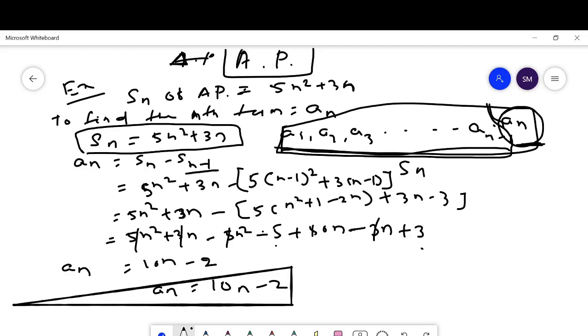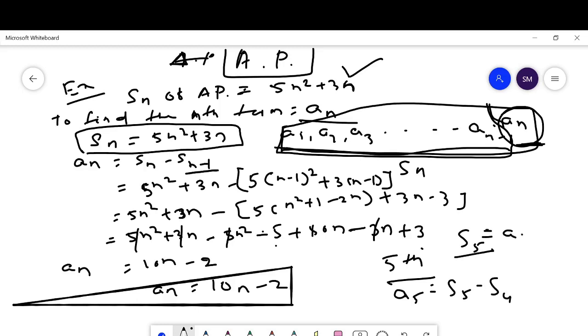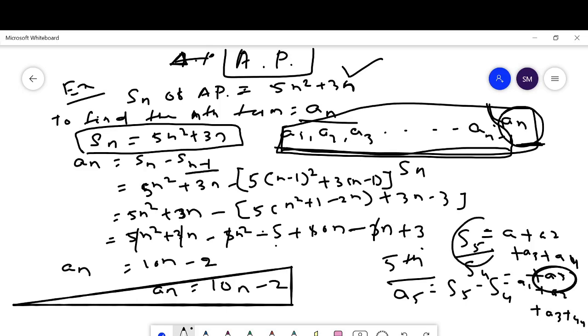Look here. Sn is given, and we have to find the nth term, that is, an. Sn is 5n square plus 3n. What is the nth term? The nth term is the sum of n terms minus the sum of n minus 1 terms. Suppose we have to find the fifth term, where S5 is given. What is the fifth term? A5 is equal to S5 minus S4, because S5 is a1 plus a2 plus a3 plus a4 plus a5, and S4 is a1 plus a2 plus a3 plus a4. Then a5 is S5 minus S4. In the same way, an is Sn minus S of n minus 1.